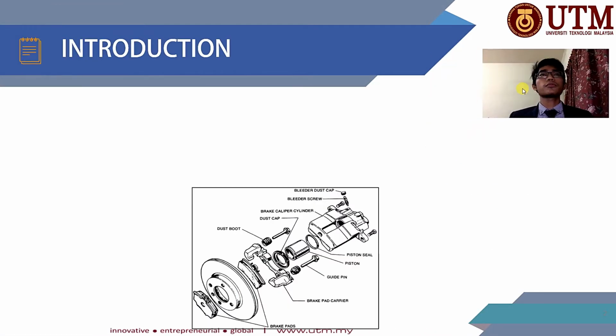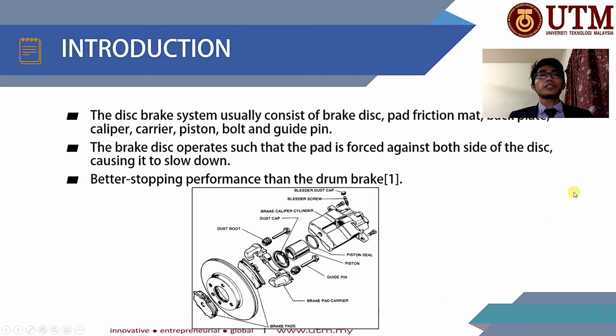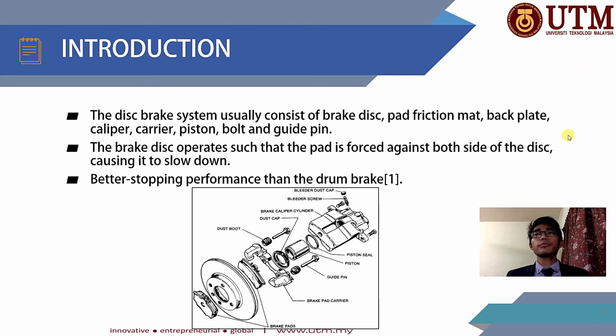Okay, this is for the introduction. The disc brake system usually consists of disc brake, pad, friction mat, backplate, caliper, carrier, piston, bolt, and guide pin. The disc brake operates such that the pad is forced against both sides of the disc, causing it to slow down. Better stopping performance than the drum brake. That is said by Sarkar, Praveen, and Modi in 2014.